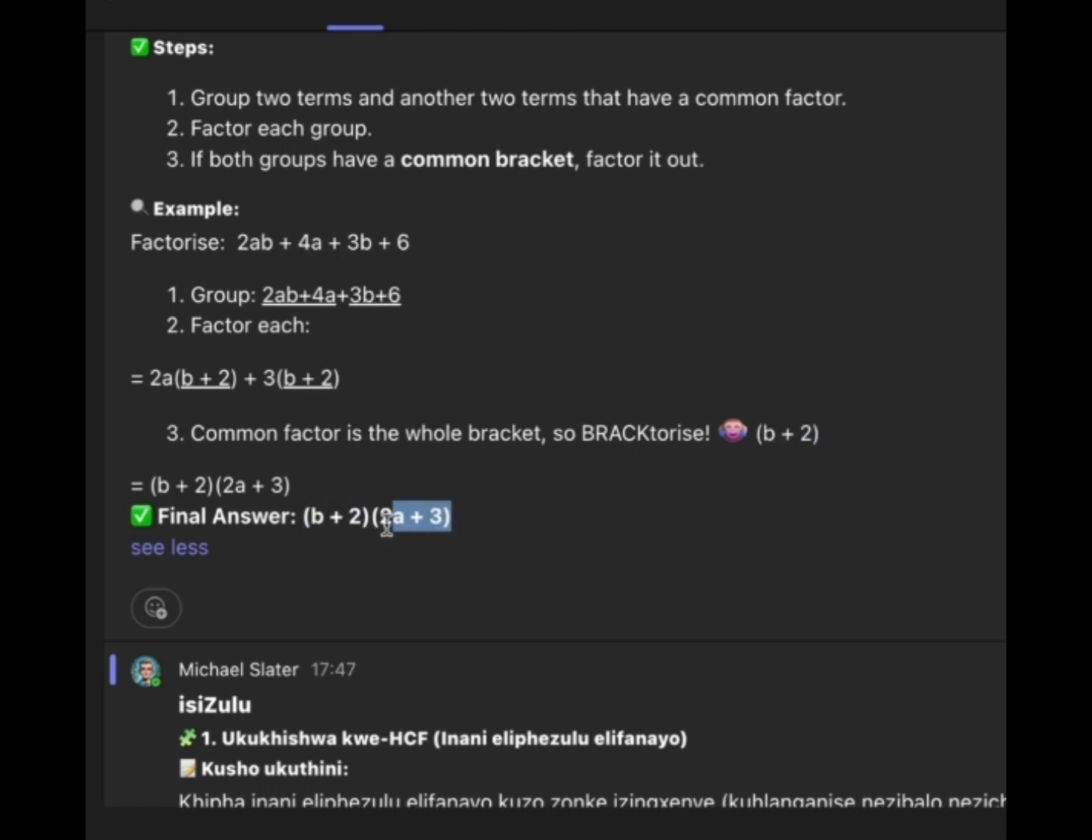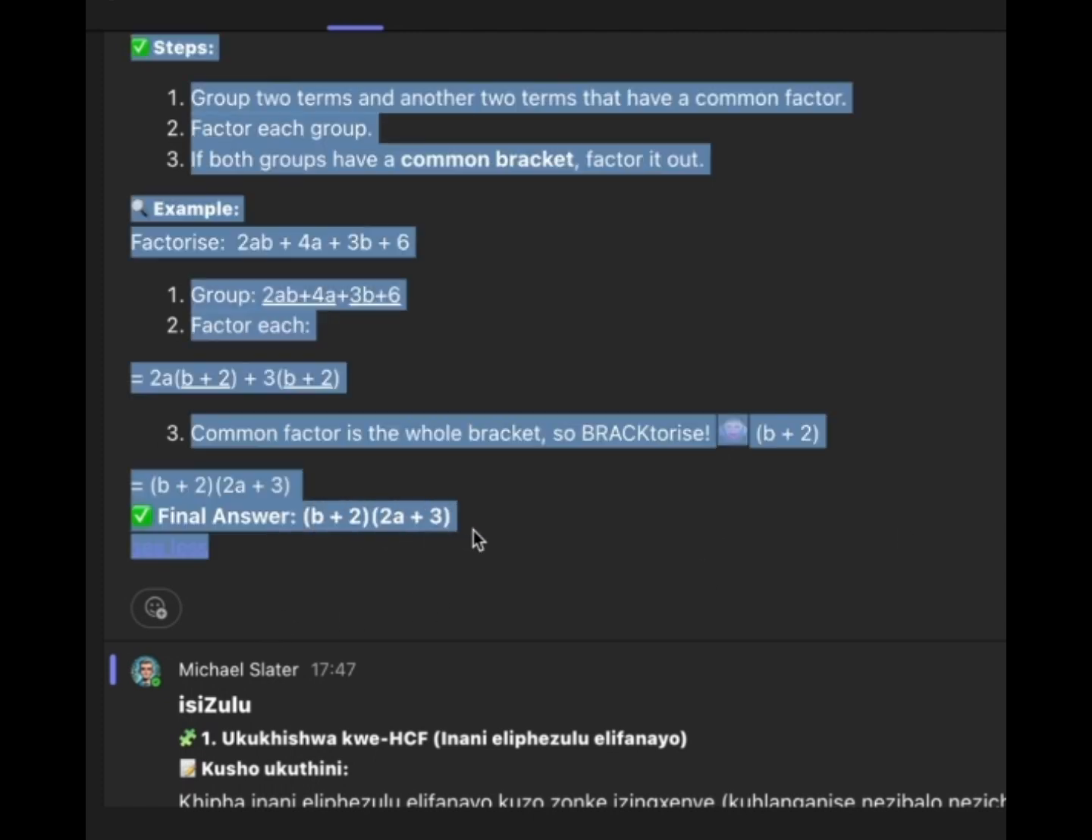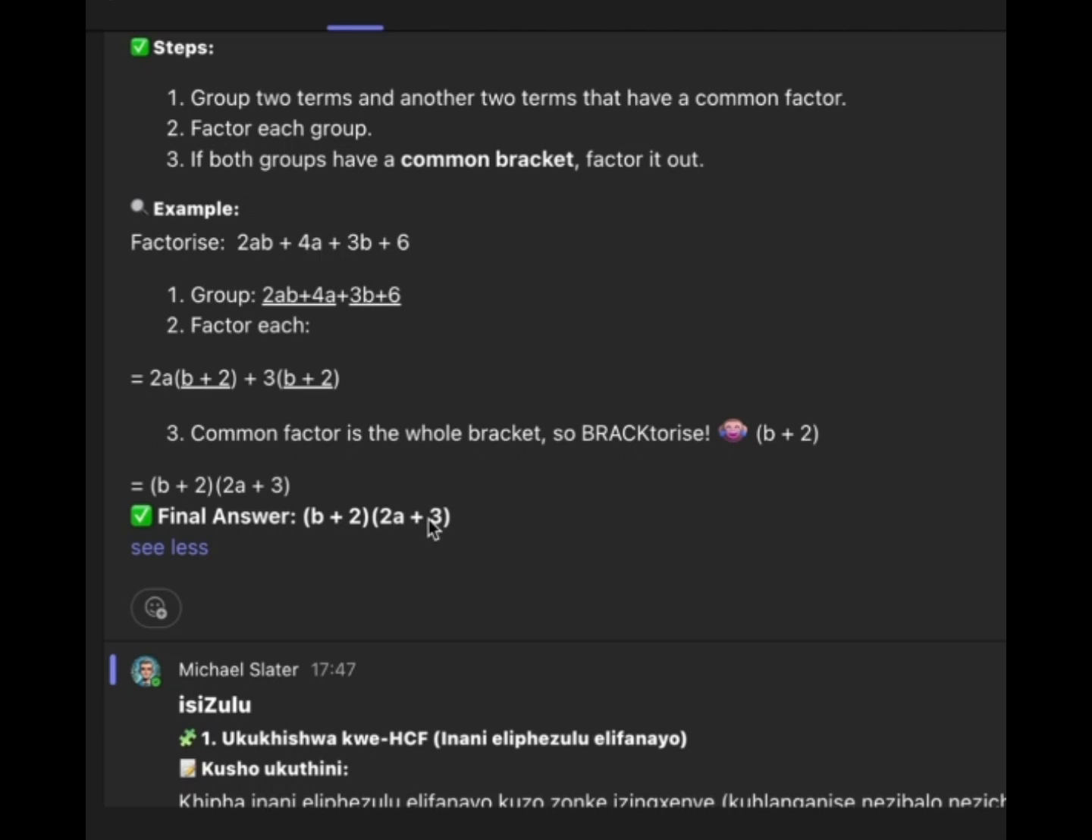You must keep your brackets. And 2a plus 3 in the other brackets. And we can quickly check, how do we multiply two terms and two terms together? We must think FOIL. I hope that was helpful.